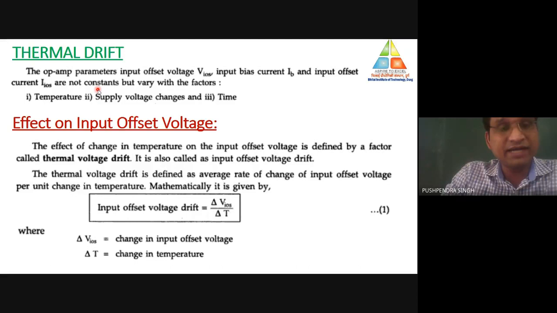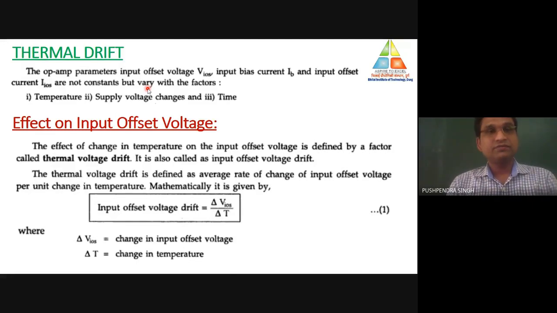So the main thing is that these parameters should not change and should be constant. But in reality these parameters are not constant, but vary with temperature, supply voltage and time, where the crucial parameter is temperature. For one moment, we may make the supply voltage constant, we may make the time constant, but the value of temperature is changing as per the environment.